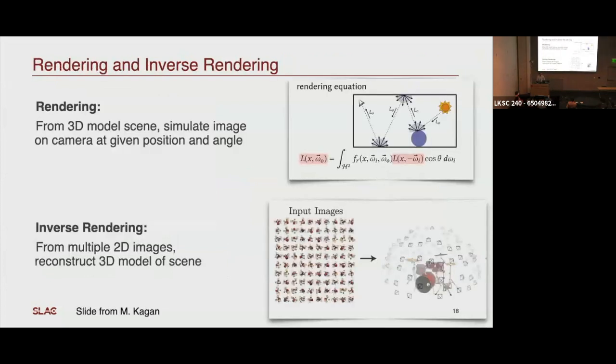This gets us to this idea of rendering and inverse rendering, which we spent a lot of time working on. Rendering is just, from some 3D model or scene, simulating what an image on a camera is going to look like. Inverse rendering is the other way around: from 2D images, reconstruct a 3D model of the scene. So inverse rendering is really what we're trying to do.